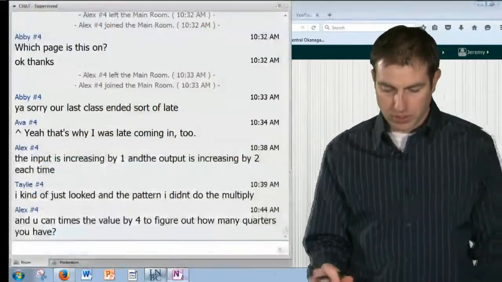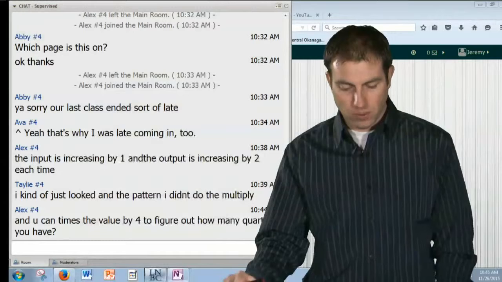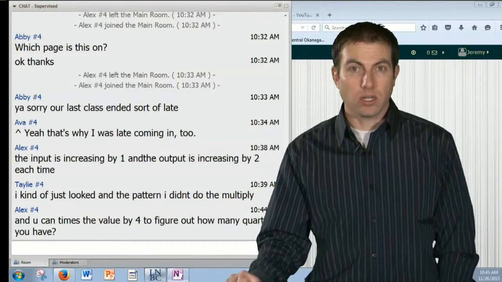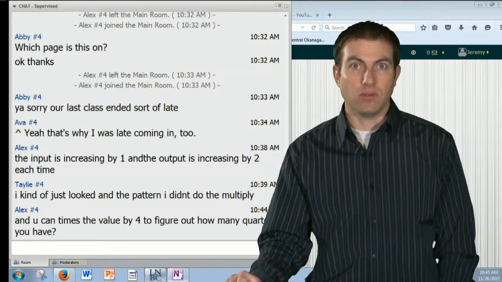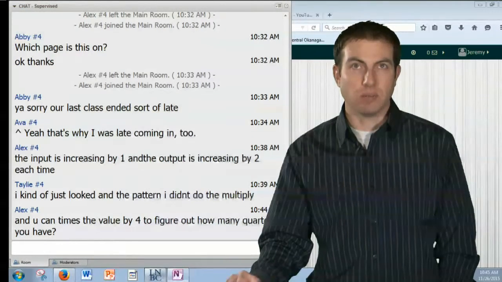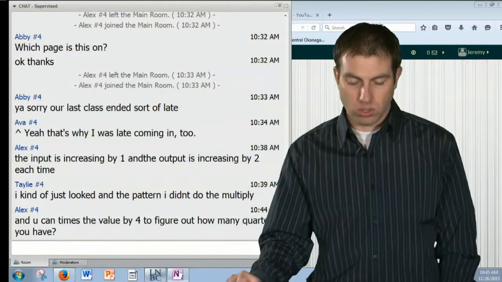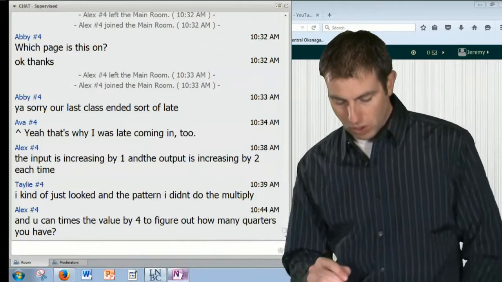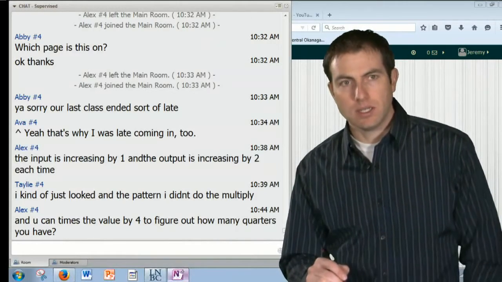So what do you got here? And you can times the value by 4 to figure out how many quarters you have. Does that work? If I had a value of 1.25 times 4, does that equal 5? Maybe, maybe not. Does it work for all values?